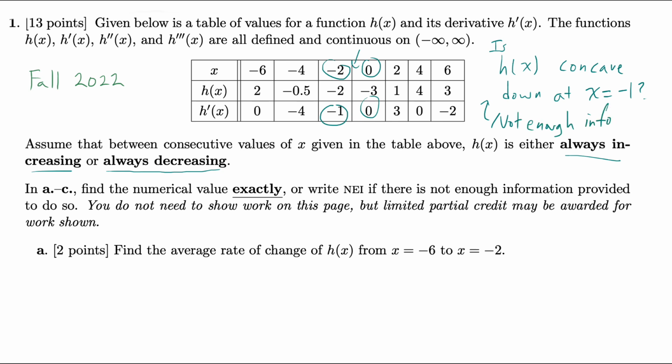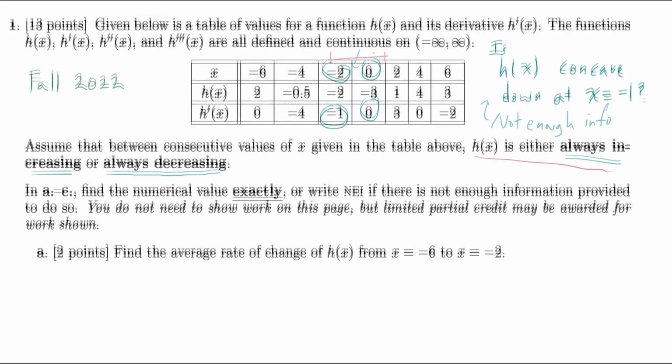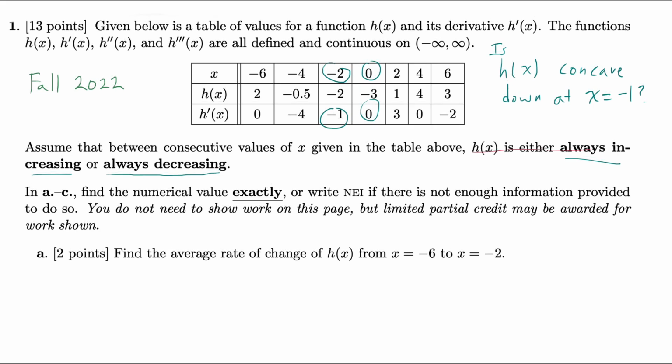And that's for the simple reason that the graph can behave in a very wild way between -2 and 0. It can certainly go from concave up to concave down, then back to concave up between -2 and 0. You might argue, we know h of x is either always increasing or always decreasing in between table entries. Can that help us pin down concavity?